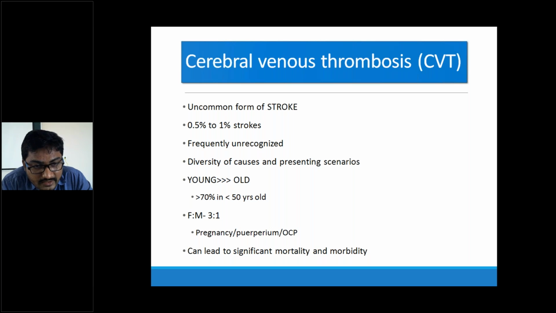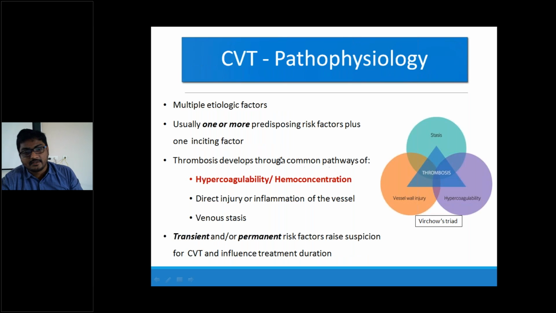CVT leads to significant mortality and morbidity, so please remember these points. It is an uncommon form of stroke, frequently unrecognized. The female to male ratio is not always 3 to 1, but for textbook sake and for MCQ purposes, please remember 3 to 1. But nowadays we are seeing more cases in males also. It leads to significant mortality and morbidity if you can't diagnose the case in time.